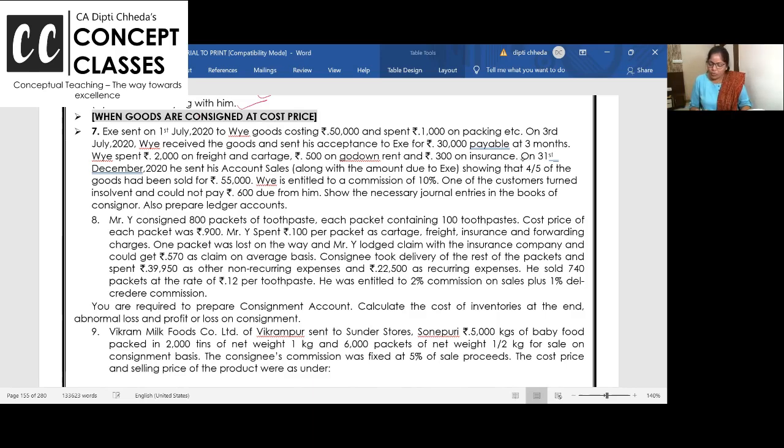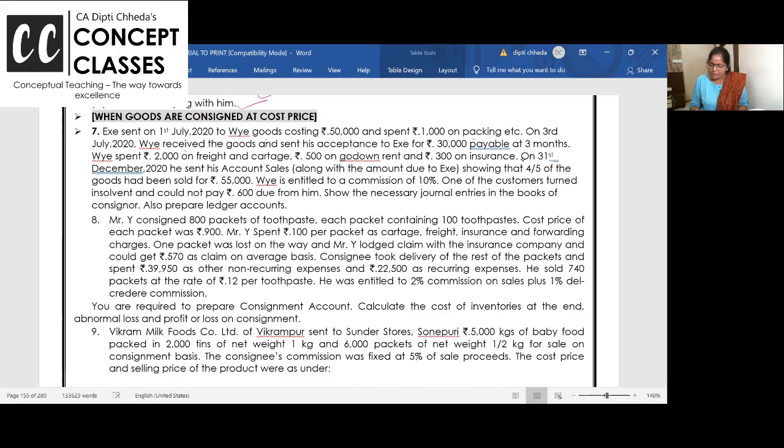X sent goods to Y, costing 50,000. 1,000 rupees he has spent, who? X only. Y received the goods. On the way, no loss, nothing in transit. And sent his acceptance for 30,000. Y is sending his acceptance, means we are drawing the bill, 30,000. Y, the consignee, is doing all expenses: freight, transport, godown and all the details.